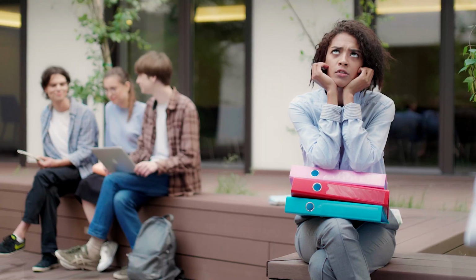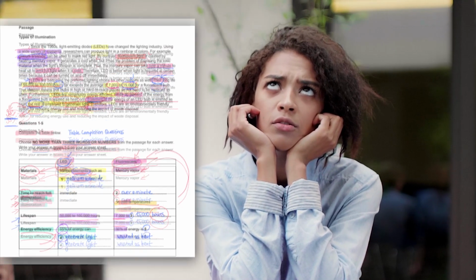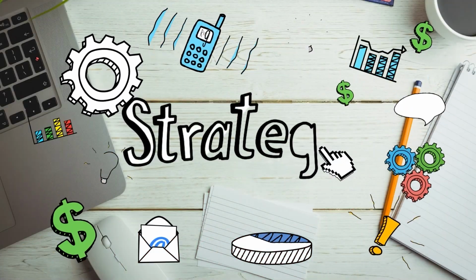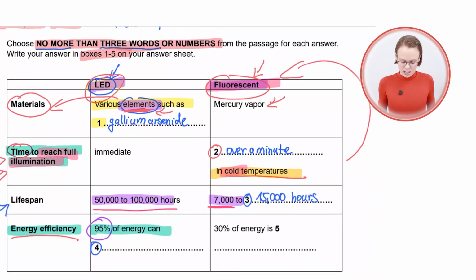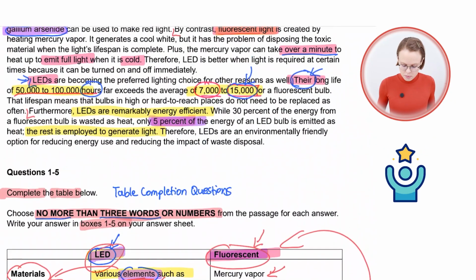Many IELTS students have difficulties with table completion questions in IELTS reading because they don't have a strategy for solving them. In this video, we do a practice test together, step by step, and I show you how to find the correct answers really fast.